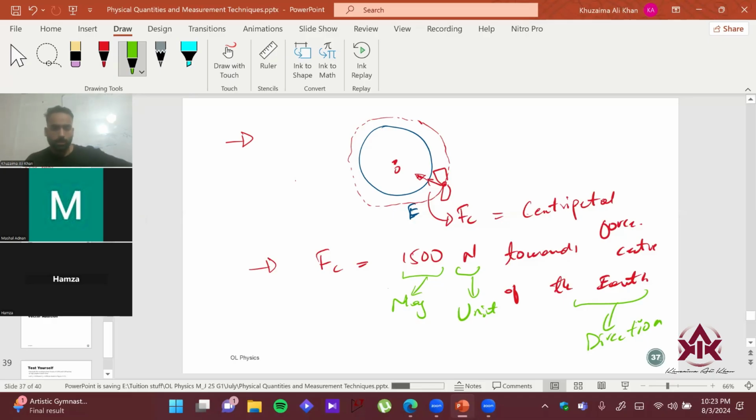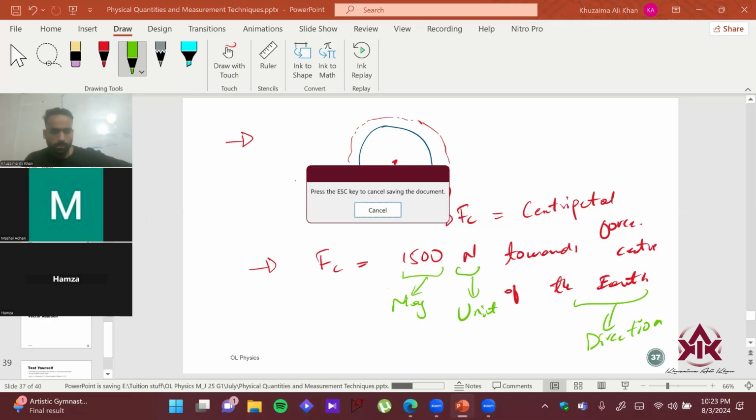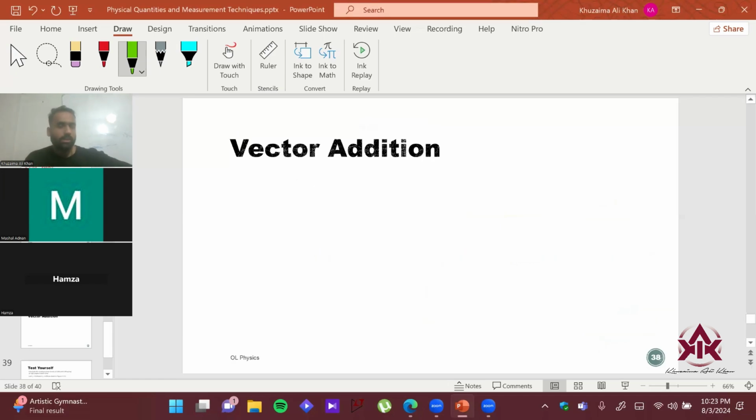There is a small part left, which is, let me just save the slides. A small part is left. Tell me quickly. Okay, it's making me wait. Let's wait for 2 seconds. Yeah, start. So the vector addition part is left.